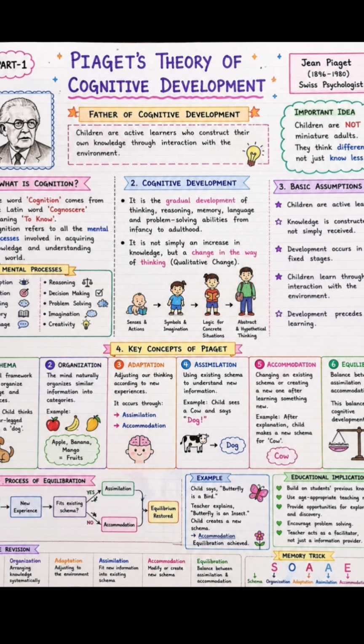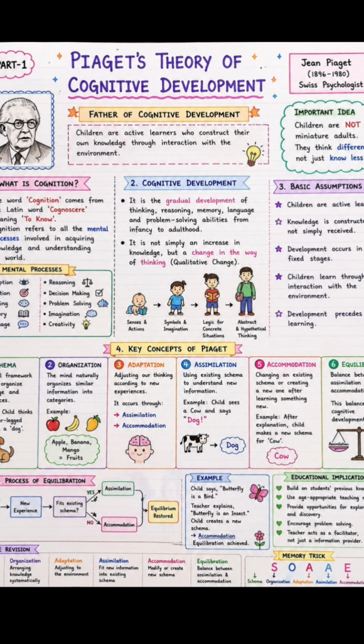Can you see how many mental processes are involved here? The child is observing, the child is paying attention, the child is remembering, the child is making decisions, the child is solving problems, the child is learning from mistakes. All these mental activities together are called cognition. So cognition is not a single process, it is a combination of many mental functions working together.